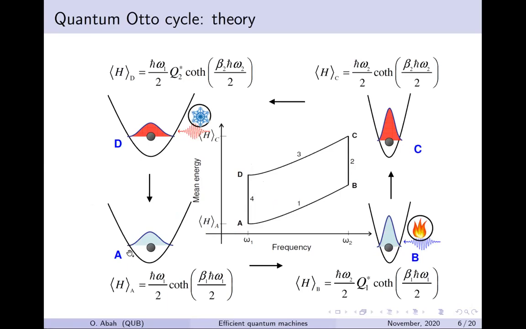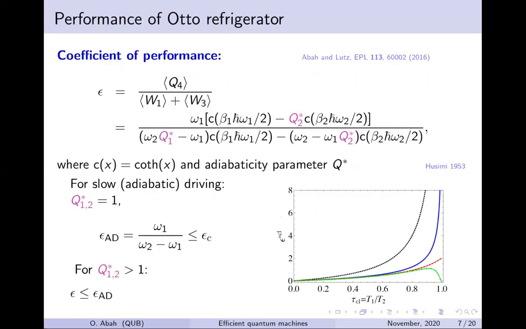So you have an ion trap, then you modulate your frequency, shine some laser light, and modulate backward. Here, during the change of the frequency or the size of the trap, there is a Q star, which tells you how fast or how slow you do this adiabatic process. So we can compute the performance exactly in this scenario, and that is given by this expression here, where this Q star tells you how fast or slow you drive the process.